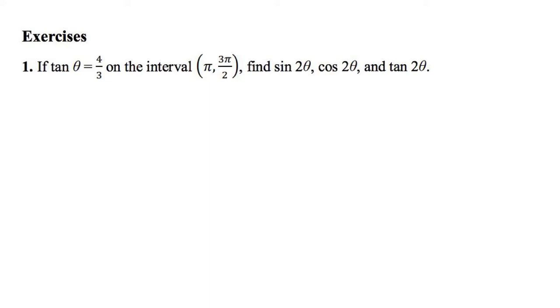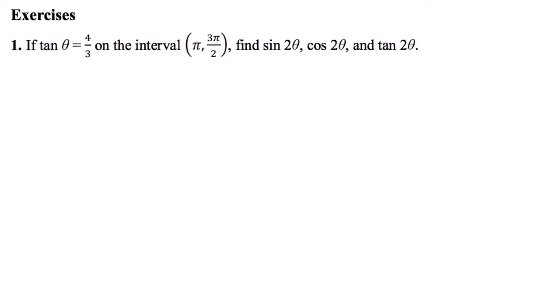Now, pi to 3 pi over 2 is in the third quadrant. So that means sine will be negative and cosine will be negative when we find our answers. The reason why they include that is because it shows tangent to be positive, and it's not always going to be a positive sine and a positive cosine. So now we need to go ahead and find sine double angle, cosine double angle, and tangent double angle.